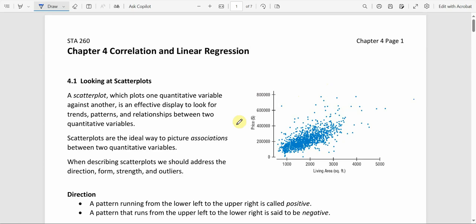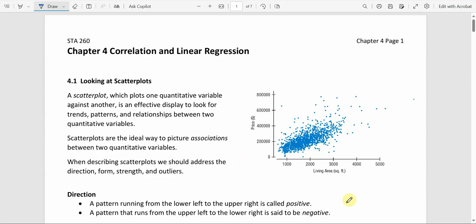And then what can you see in the scatter plot? So why would you make one? Well, you could look for associations between the variables, any kind of trends that you might see in the scatter plot. So the things to look for, like it says in this last sentence here, direction, form, strength, and outliers, and we're going to go through those one by one.